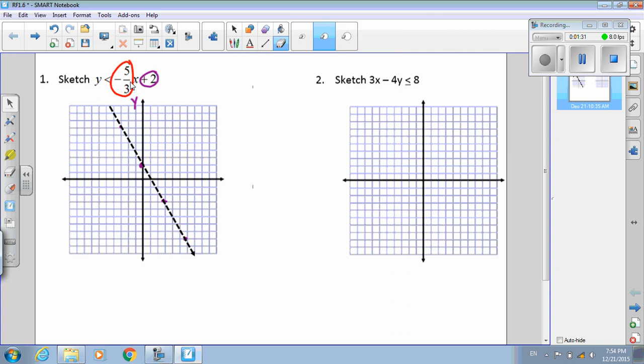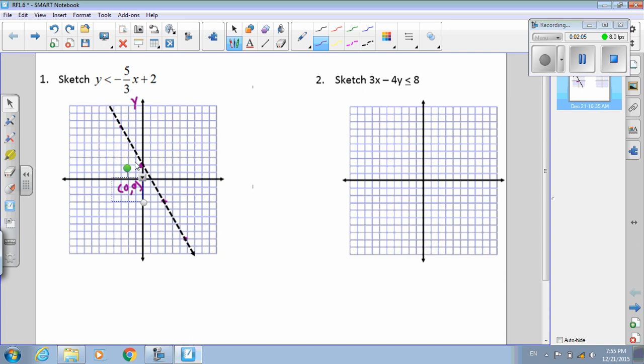So now that we've graphed the line, we need to figure out which side of the inequality is solution. To do that, you do a test point. And I always recommend using 1, 1 because 1, 1 is easy to calculate, or even 0, 0. Let's use 0, 0. That's a good one, just as long as it's not found on the line. So this will be our test point.